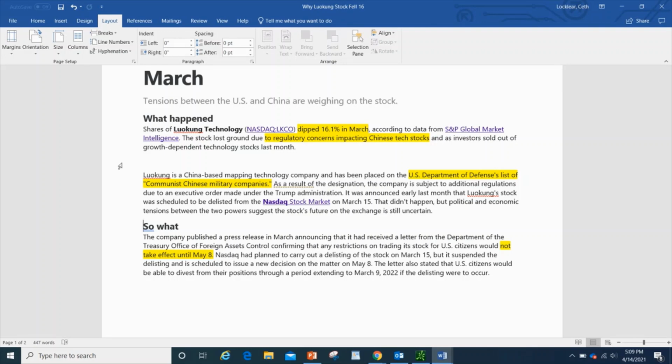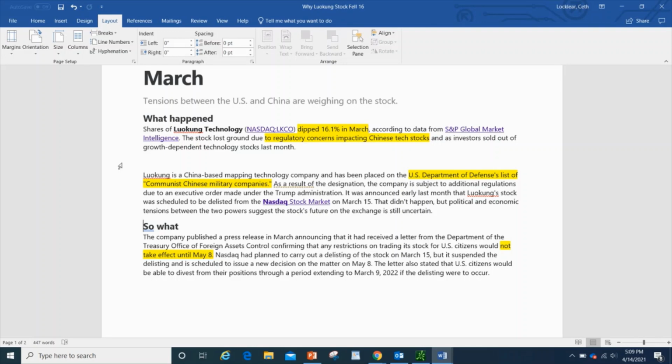For those that have been owning the stock this far, they understand that it was announced earlier last month, in March. The company published a press release in March announcing that it had received a letter from the Department of Treasury Office of Foreign Assets Control, confirming that any restrictions on trading its stock for U.S.